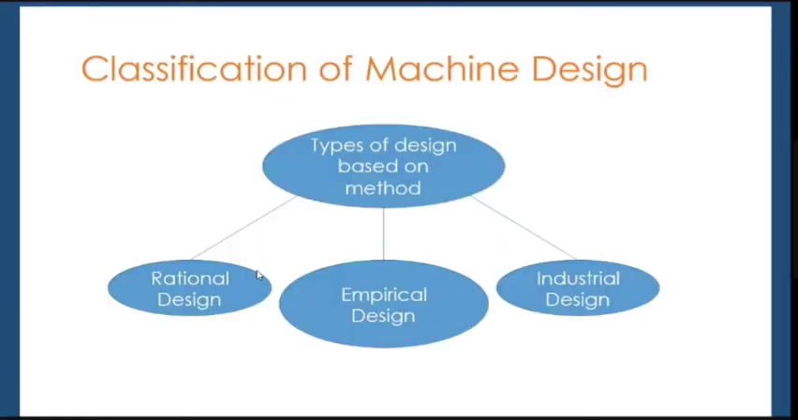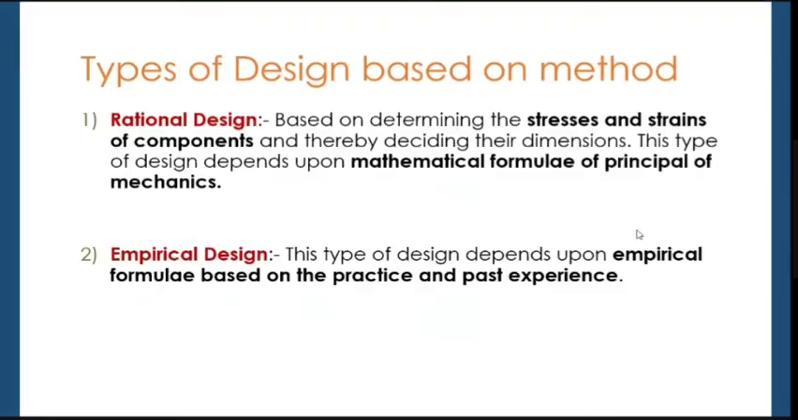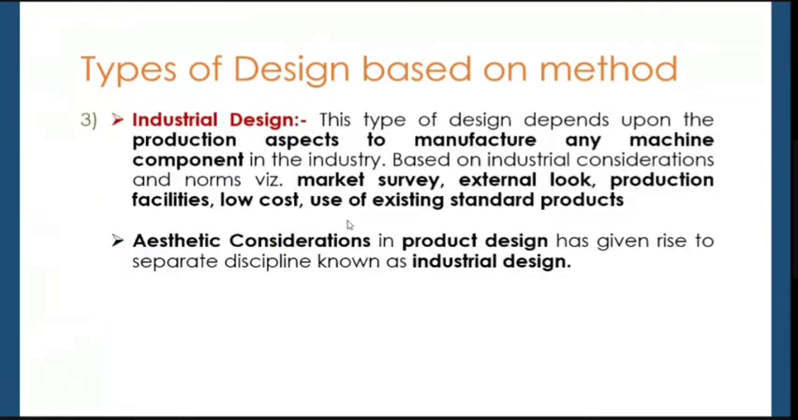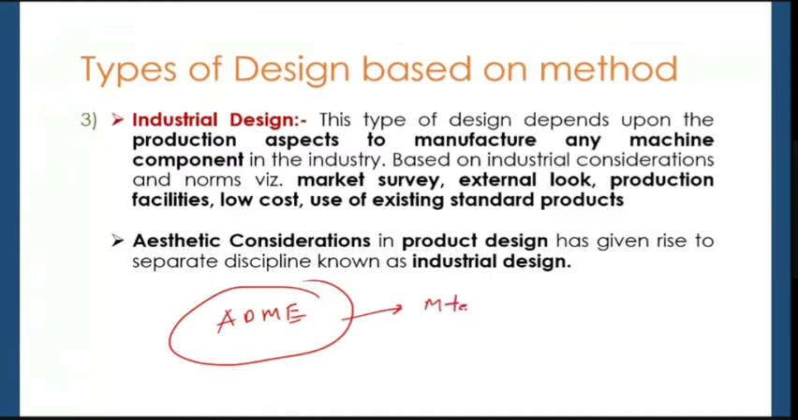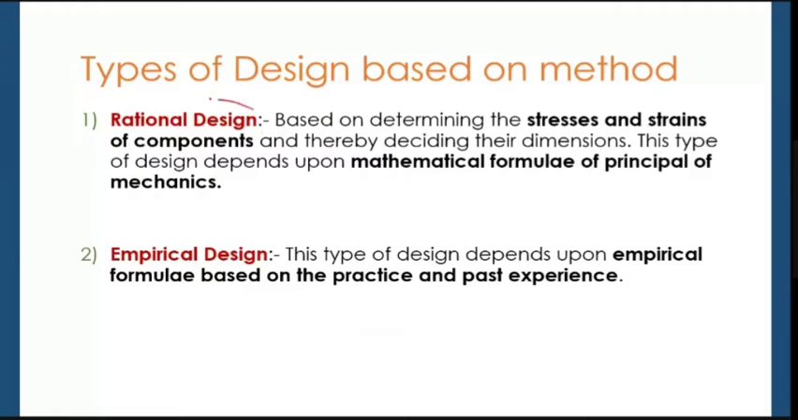Then we started with the most important part, that is rational design, empirical design, and industrial design. I have helped you to understand what rational design is, what empirical design is, right? And then I have also given you the overview of industrial design, which is not actually covered in your syllabus. There is basically a subject called advanced design of machine elements, basically in the MTech programs, where you will mostly focus on industrial design, but in this year's syllabus, we are focusing on rational design and empirical design. I hope it is clear to all of you.